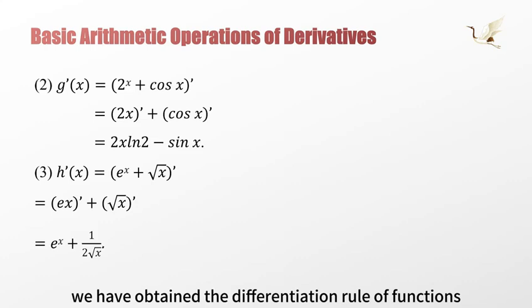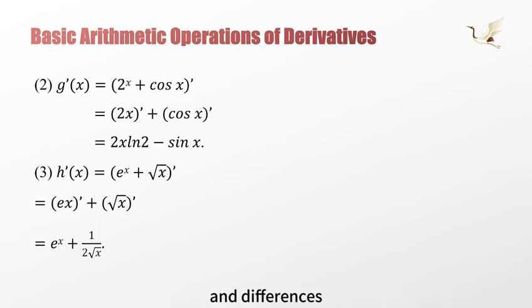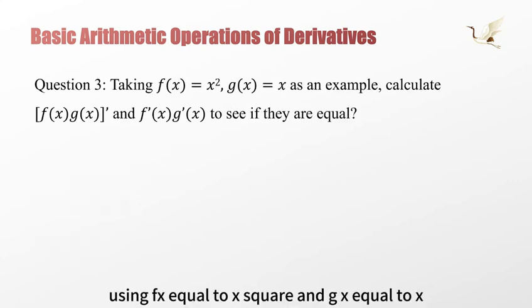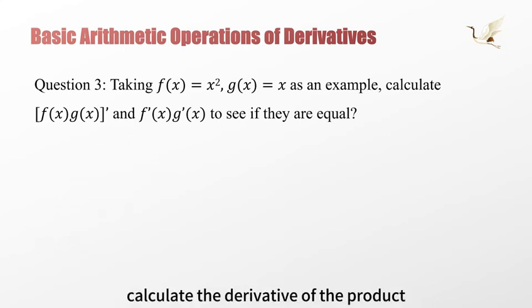We have obtained the differentiation rule for sums and differences of functions. Can we obtain a similar derivative rule for the product of functions? Using f(x) equal to x squared and g(x) equal to x as an example, calculate the derivative of the product of these two functions and the product of their derivatives to see if they are equal.